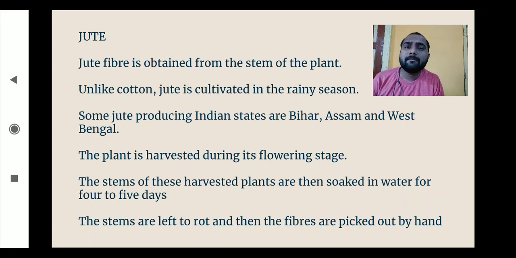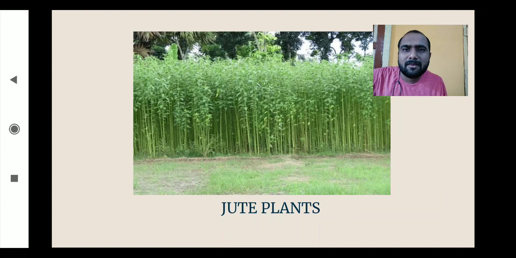So what will happen? The water will react with the stems, and then the stems get soft. After that, the stems are left to rot, and then we can easily pick the fibers from the jute plant. Why? Because it is completely raw, and when it is raw, then we can utilize it.